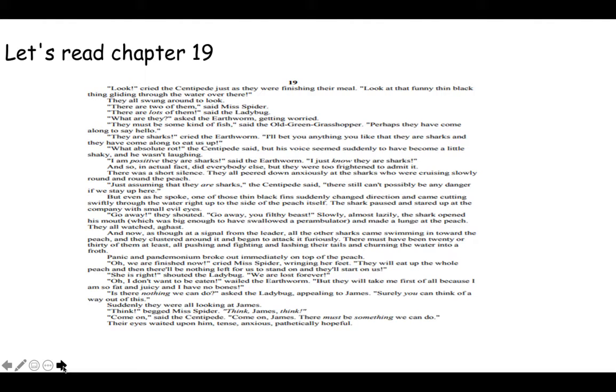"Oh, we are finished now," cried Miss Spider, wringing her feet. "They will eat up the whole peach, and then there'll be nothing left for us to stand on, and they'll start on us." "She is right," shouted the ladybug. "We are lost forever."